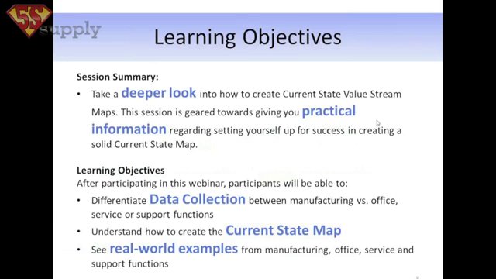What we're going to do is take a deeper look at how to do a current state map, and I'm going to try to give you practical information. Our learning objectives are to understand the difference between data collection in manufacturing versus office, service, or support functions, and how to actually create the current state map. At the end I'll try to show you some real-world examples. They might not be real detailed, and that's not the intent, but just to give you a little flavor for what you might be able to see in the future.